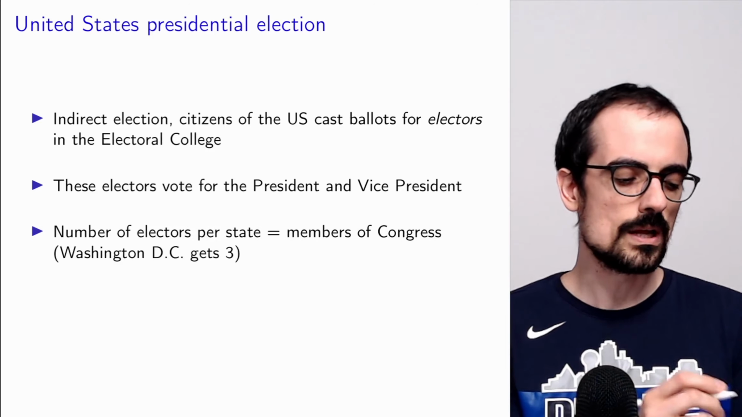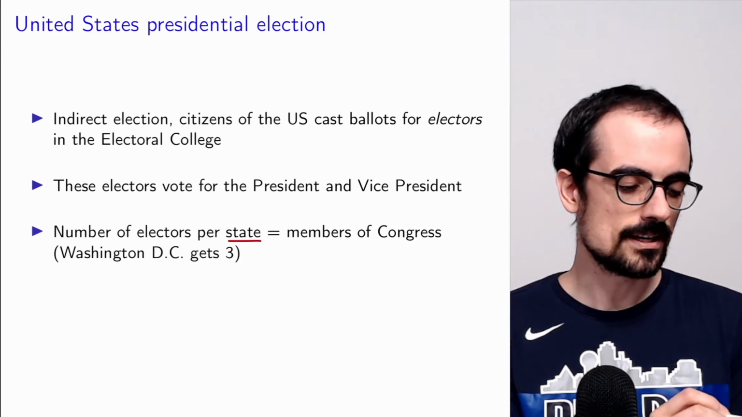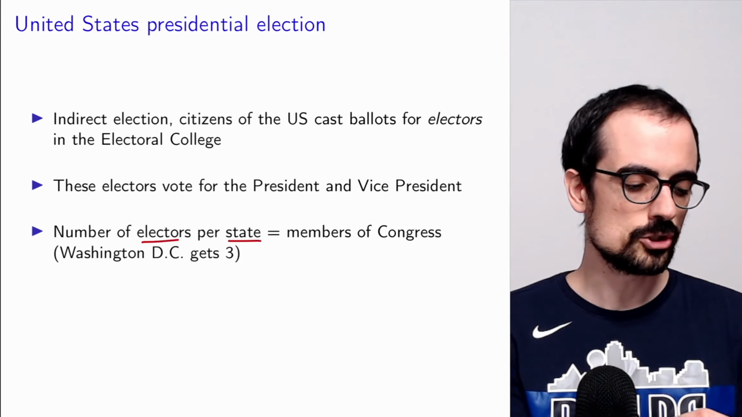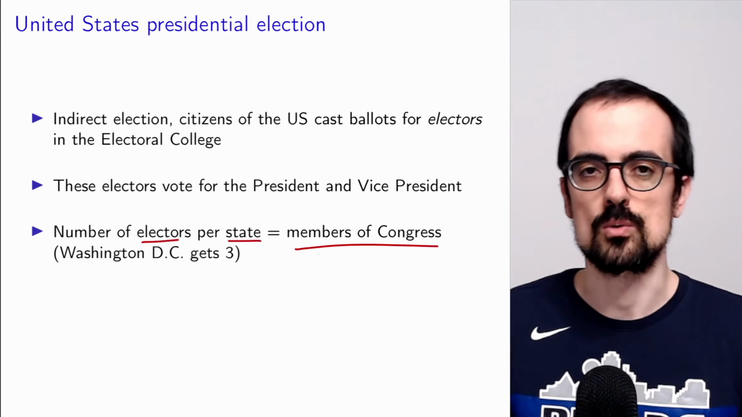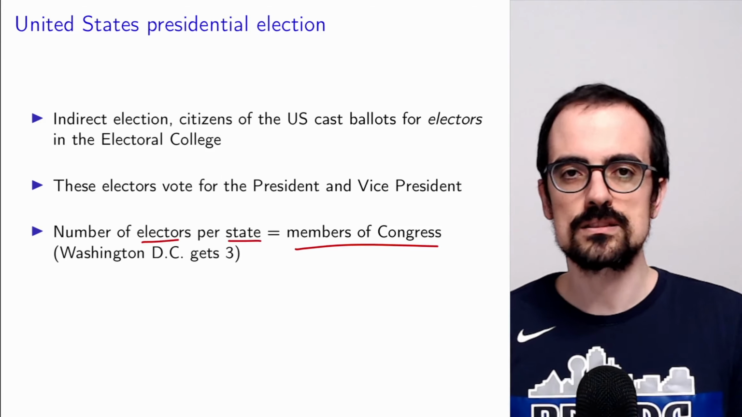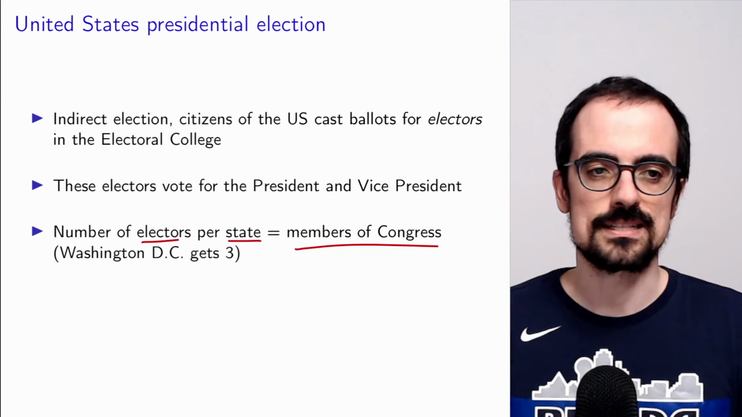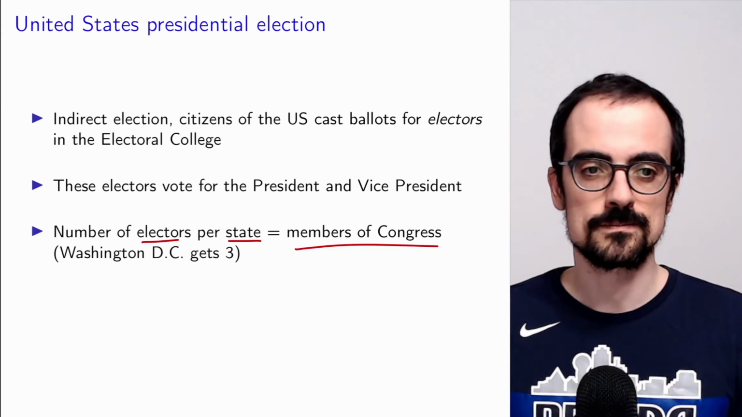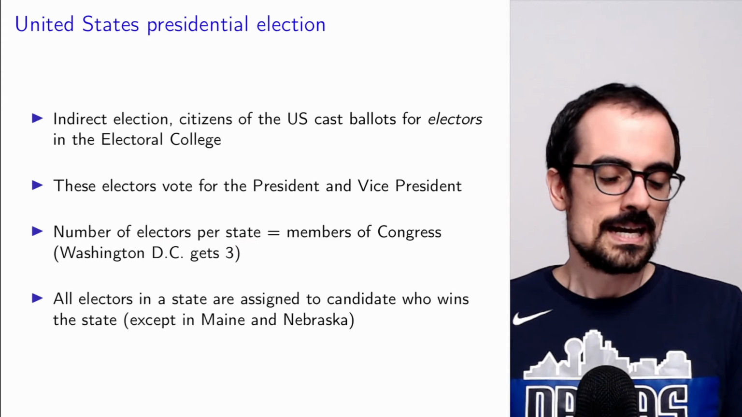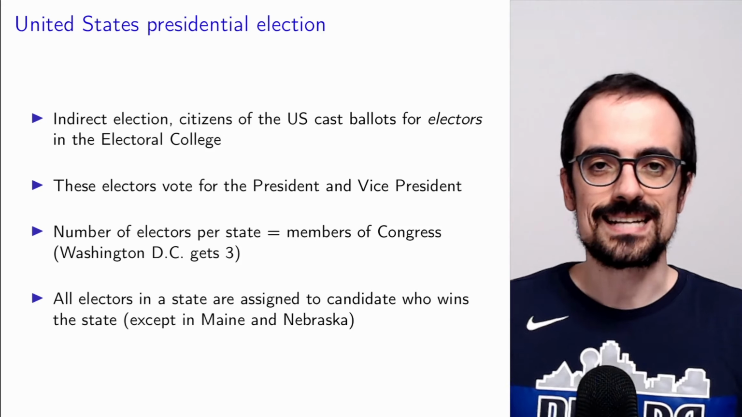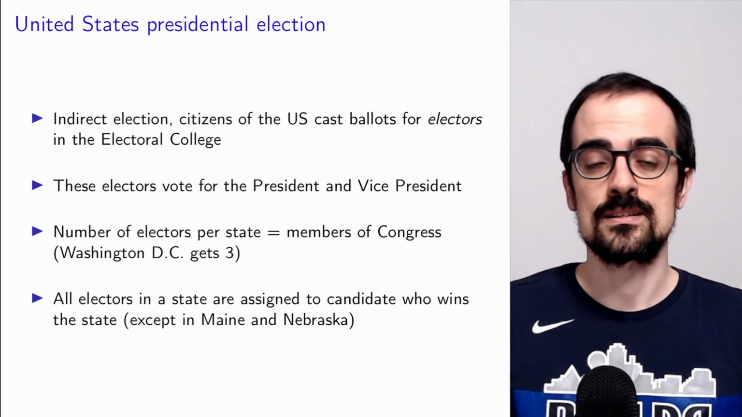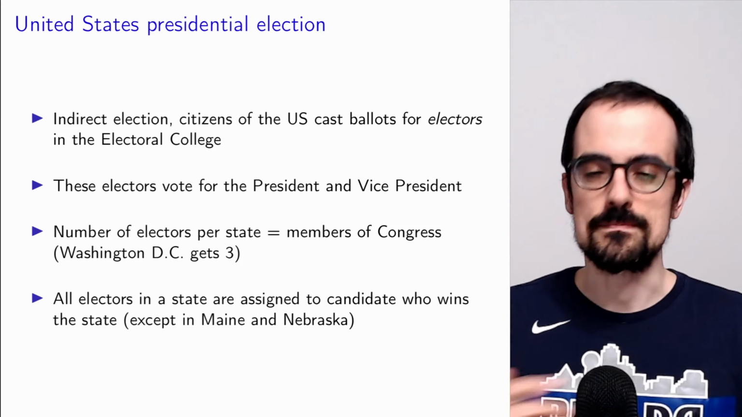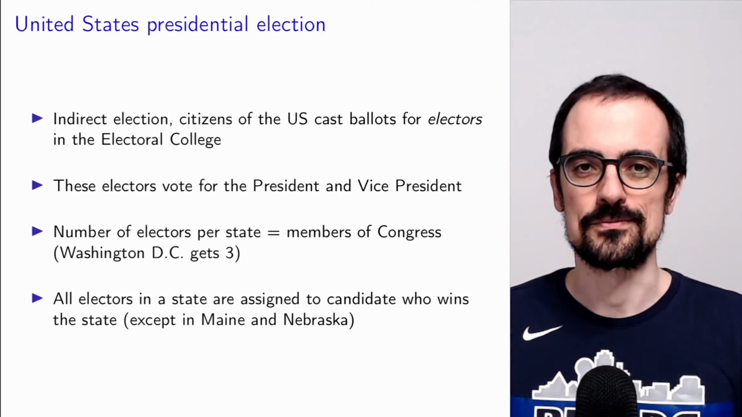How does that work? Well, each state gets a number of electors that is proportional to their members of Congress. So large states such as California get more electors, smaller states such as Delaware get fewer electors, and Washington, D.C. gets 3 electors. And then all electors in a state are assigned to the candidate that wins that state, except in Maine and Nebraska, where we do something slightly different.